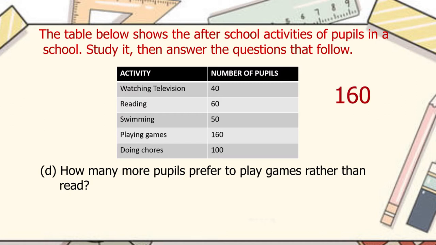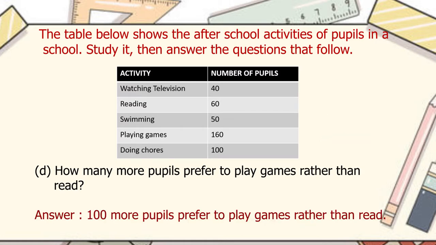160 children represent the amount of children that like playing games. And 60 children represent the amount of children that like reading. When 60 is taken from 160, we have a total of 100. Therefore, your answer should read, 100 more pupils prefer to play games rather than read.